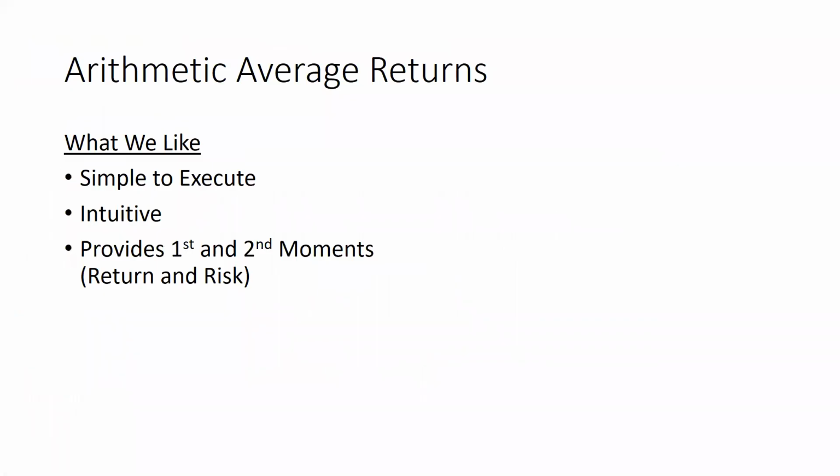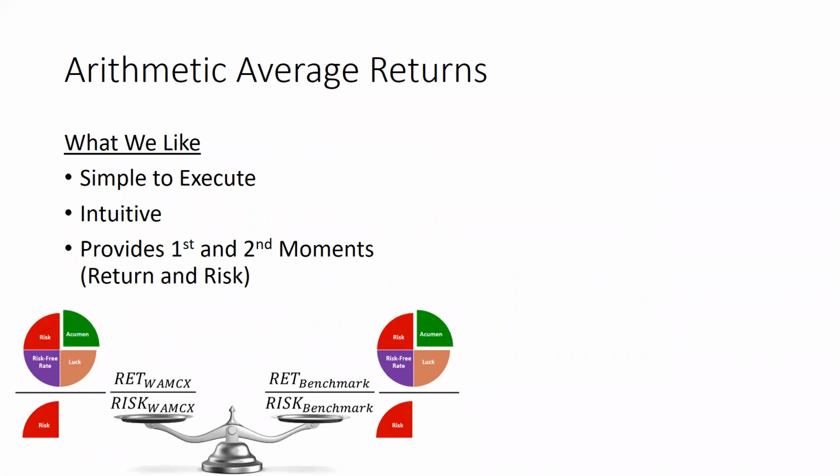Let's talk for a second. What do we like about arithmetic average returns? Well, first off, it's pretty simple. Second off, it's pretty intuitive. It's actually not that hard to describe this to friends and family and associates. We also like that it gives us the first and second moments. It gives us return, it gives us risk, and so that allows us to do this, which is awesome. It's incredible. There's a problem though.